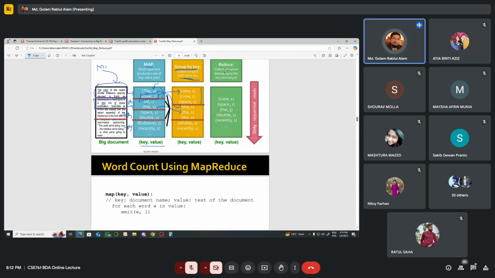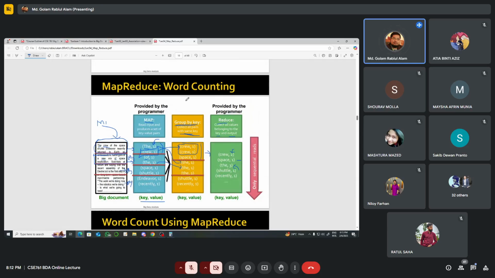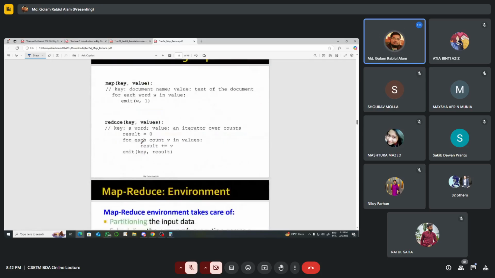After that, we will apply the reduce. In this reduce, it collects all values belonging to a key and outputs the result. Like here the crew, how many times? We can see 2 times, so here is the 2. Then a space maybe 1 time, and the 3 times. It will combine the outputs from each and every machine. Finally, we will get this data. So this is one approach, the word counting example.